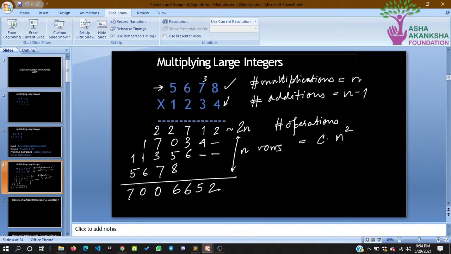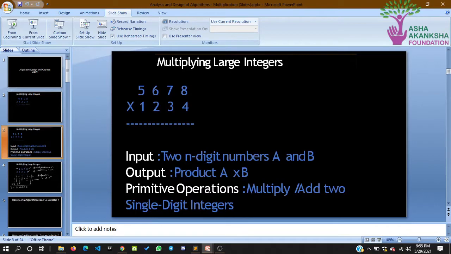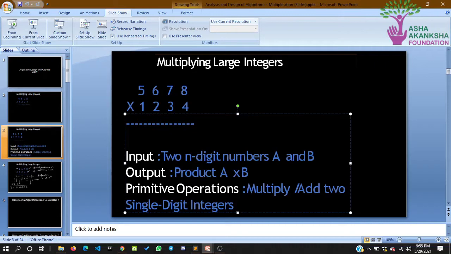So when you are seeing this algorithm in the most minute details, then you will see that the most basic operation that you are doing is first you are multiplying any two single digit numbers. That is the most basic operation. And then you are also adding, like in this case 3 is being added to 7 into 4. So you are also adding numbers. Essentially, I will take that you are adding single digit integers. So these are two primitive operations. We either multiply or add two single digit integers.